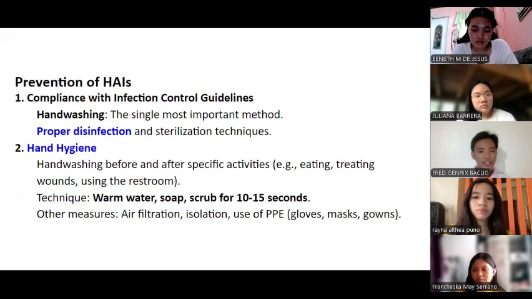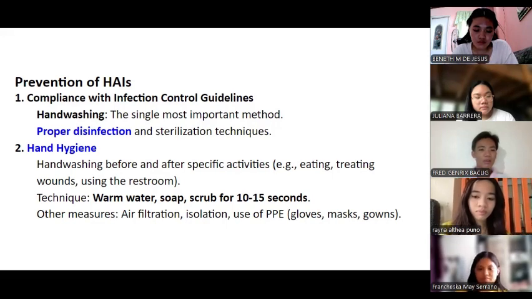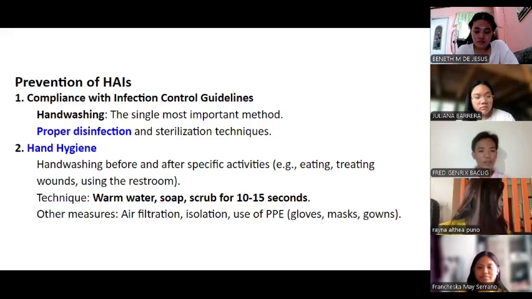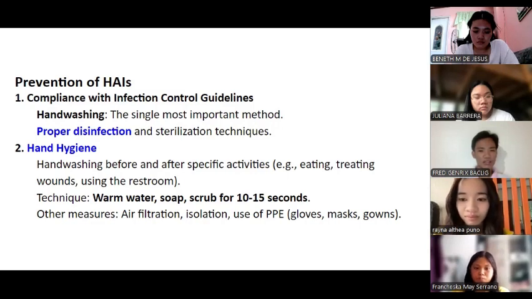Number two is hand hygiene. So, hand washing before and after specific activities. Examples of these are eating and treating wounds. We need to wash our hands in between treating patients because we may transfer the infection from one patient to another if we forget hand washing or the proper wearing of protective gear. The technique is warm water, soap, and scrub for 10 to 15 seconds. Other measures are air filtration, isolation, and of course the use of personal protective equipment like gloves, masks, and gowns.